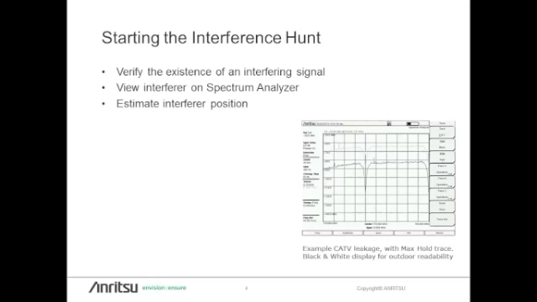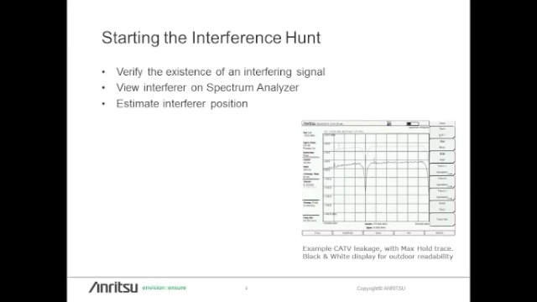So we look at starting the interference hunt. So what's the first thing that we do? Well, one, we need to verify the existence of an interfering signal. And is it really an interferer that's causing a problem, or is it something else? So you can view the interferer on the spectrum analyzer, and I have a little chart on the bottom right. And we'll look at some of the parameters of spectrum analyzers. What a good spectrum analyzer is for this type of application.